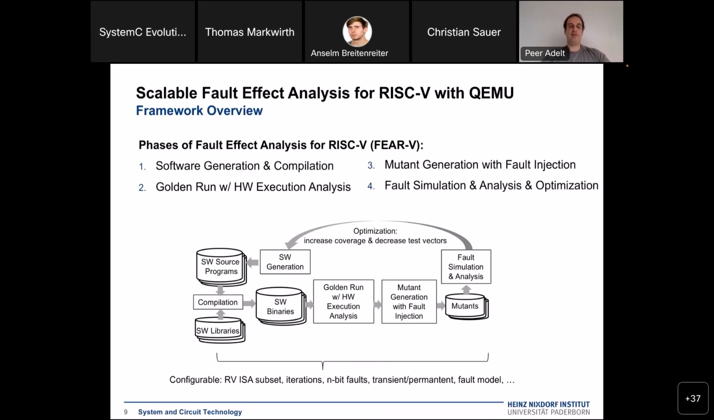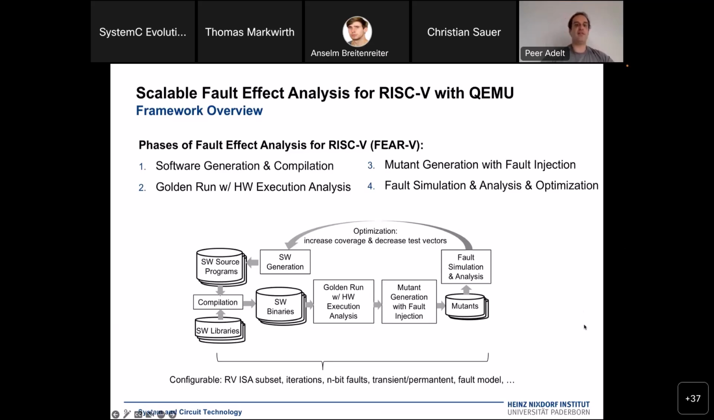In the next step, when we have the software, we have to do some analyses, which we call the golden run and hardware execution analysis. This serves as the input for the third step, which we call mutant generation with fault injection. And last but not least, we simulate the faults and perform some analyses and optimization.